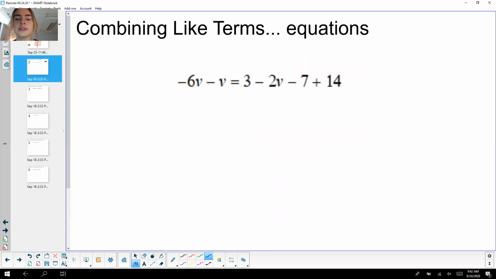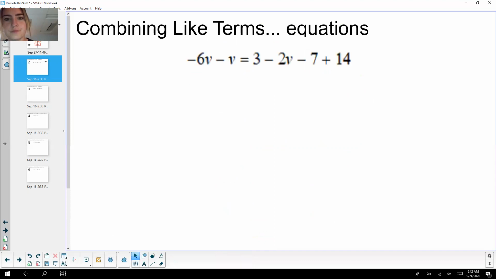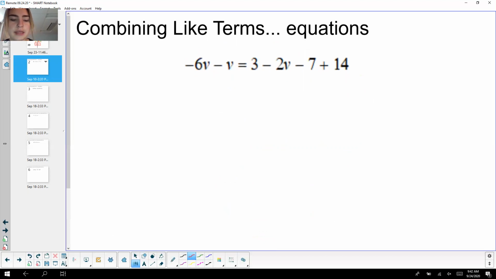Okay, combining like terms and equations. Again, we practiced this yesterday. This is something that we'll work on a lot this year, but making sure we have strong algebra skills for the 9th grade is really important. So this stuff is what you'll see in the 9th, 10th, 11th, and 12th grade. So this type of skill, if you can get this down this 8th grade year, that's what we want.